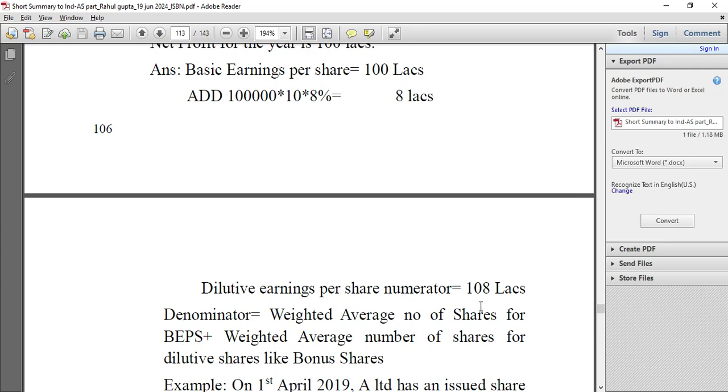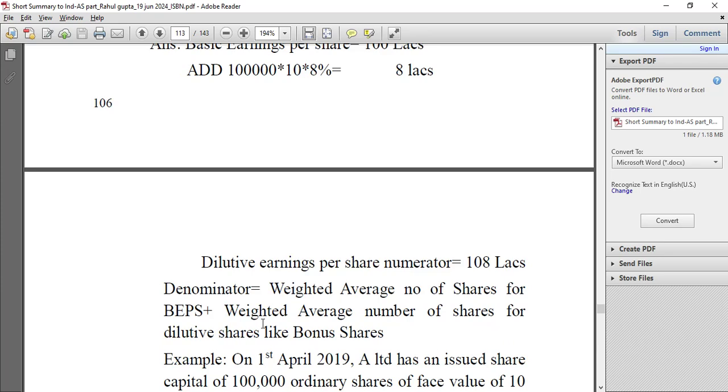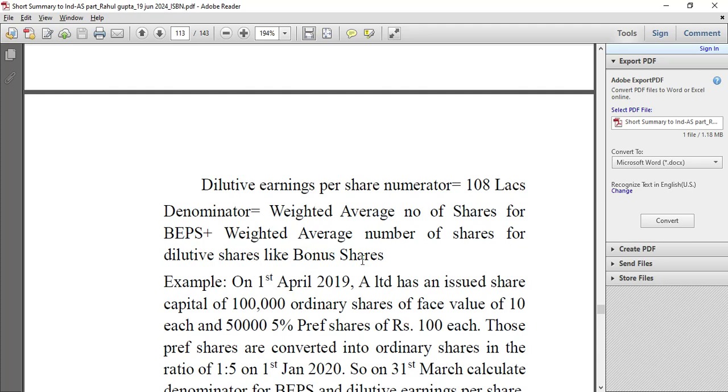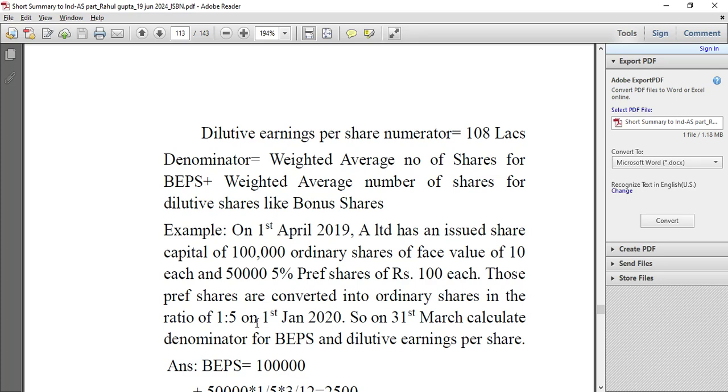Denominator: weighted average number of shares for basic earnings per share plus shares for dilutive shares, similar to bonus shares. On 1st April 2019, A Limited has issued share capital of 1 lakh ordinary shares of face value rupees 10 each, and 50,000 5% preference shares of rupees 100 each. Those preference shares are converted into ordinary shares in ratio of 1 is to 5 on 1st January 2020. On 31st March, calculate the denominator for basic and diluted earnings per share.